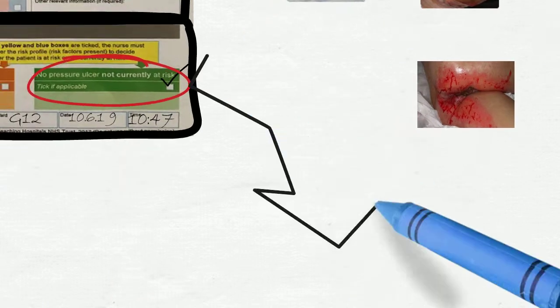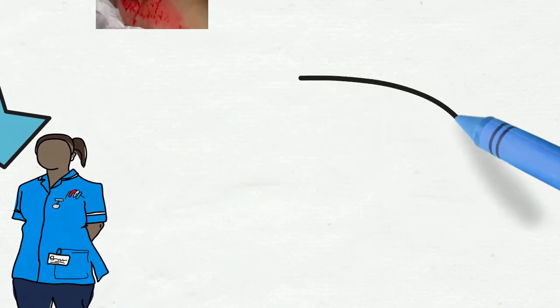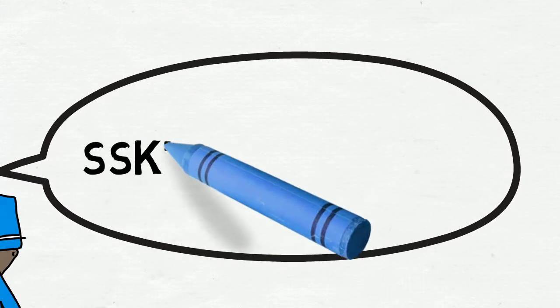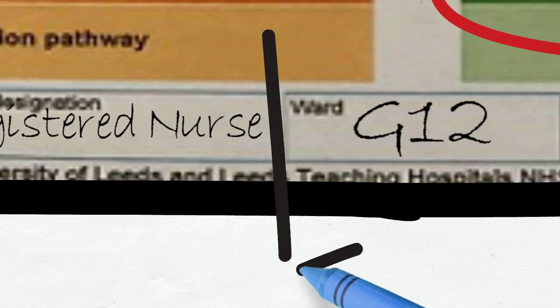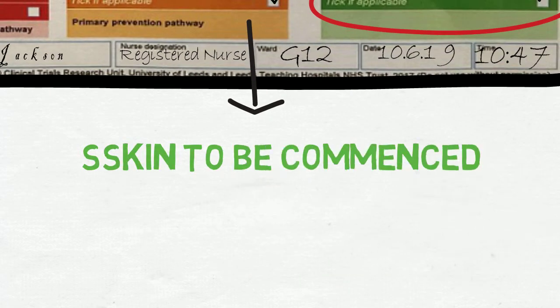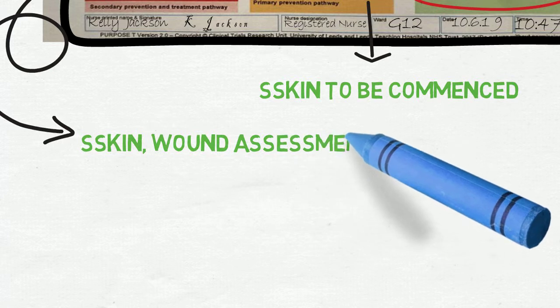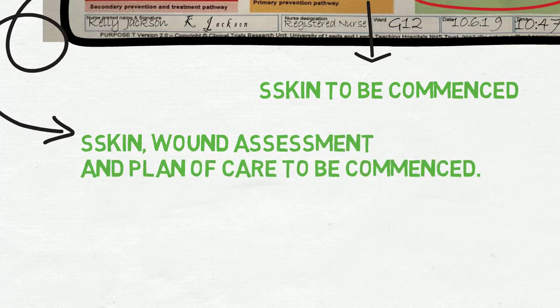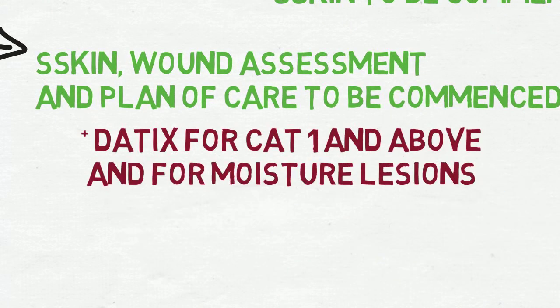If only yellow and blue boxes have been ticked, it is at the registrant's discretion whether a skin document should be started. Please document clearly in the notes the reason for commencing or not commencing the skin pathway. If any orange boxes have been ticked, the orange box must be ticked and a skin pathway must be implemented. If any red boxes have been ticked, please tick the red box. Again, the skin pathway must be commenced along with the wound assessment and plan of care implemented, along with an incident report completed for moisture lesions or category 1 ulcers and above.